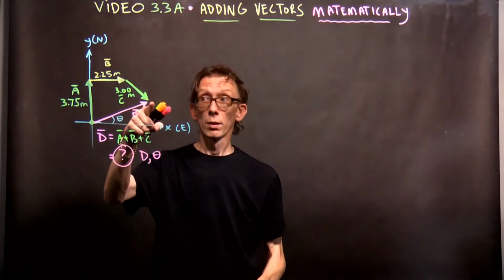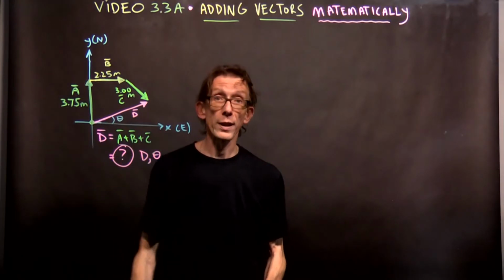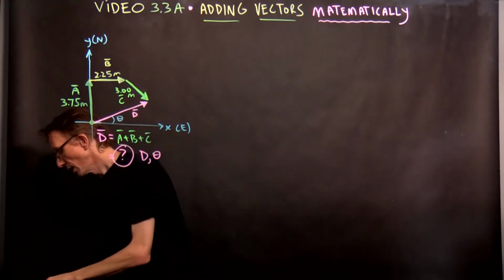Am I over here? Am I over here? Am I over here? Over here? Where around the origin am I? The angle theta tells us that. I want D and I want theta.